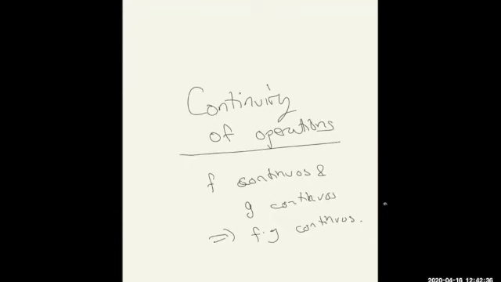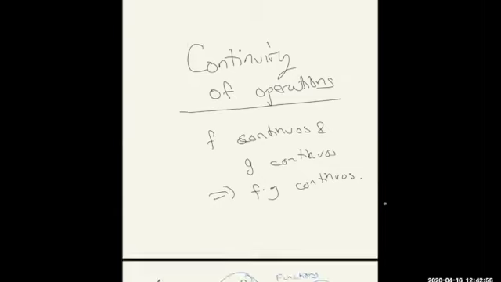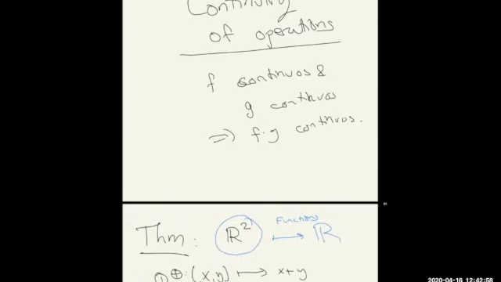Hi, this short video will describe how to prove continuity of operations. And the type of claim we're looking at is: if f is continuous and g is continuous, then the product is continuous. You've seen such claims in 131A, and the proofs here will be very similar to that. So let's state this theorem rigorously.